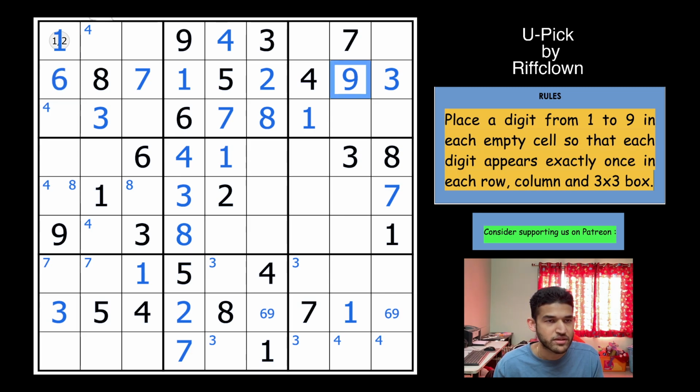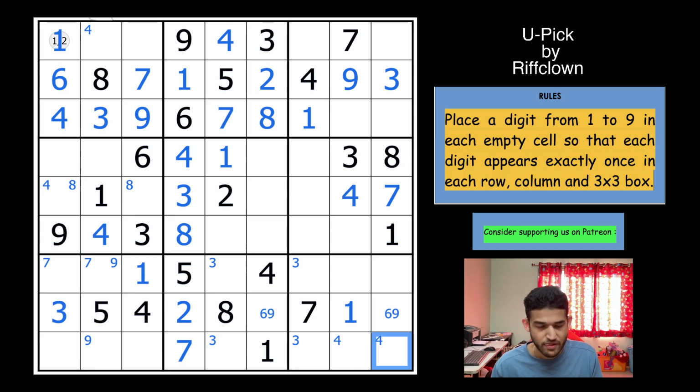And 9 cannot be in row 1 and column 1, so 9 goes here. That gives a 9 here. And look at row 3, it can be finished. 4 is not in these two cells, so 4 goes here. And that pushes the 4 here. And that gives a 4 in row 5. And that gives a 4 in box 9. So all the 4s are placed.